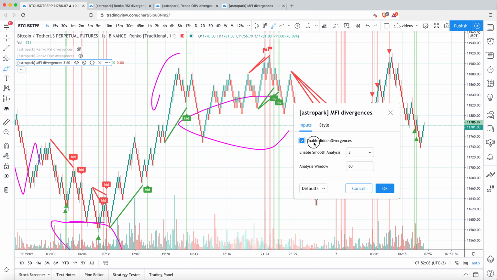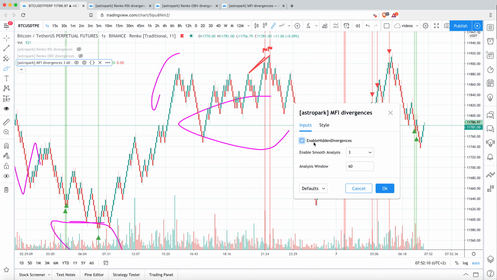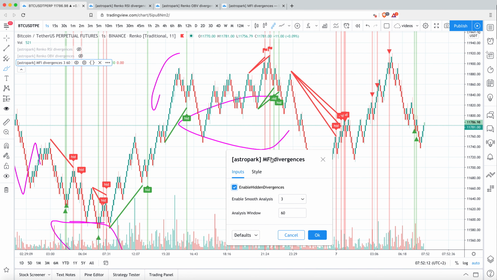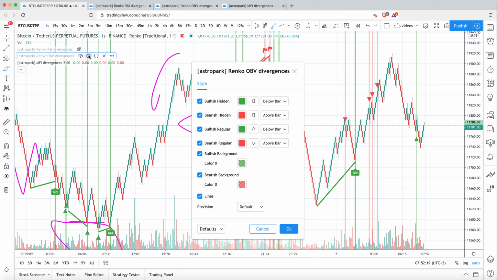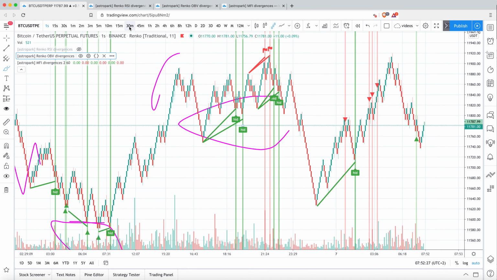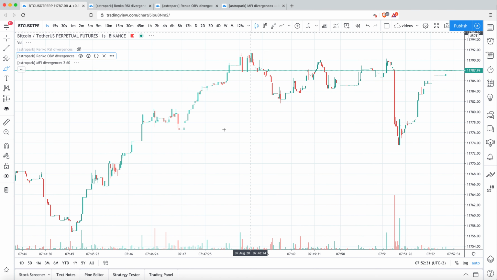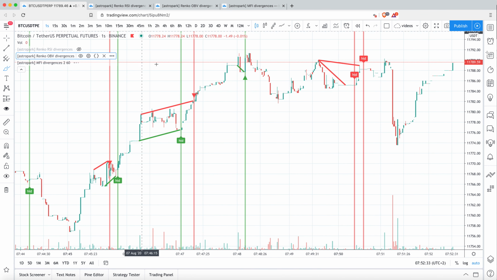If you like the hidden, you can enable them. You will have many more signals. Okay, and on the unbalanced volume, instead, you can't change anything. You can change what you see as style. Let's move to normal candlesticks, on 5 minutes.